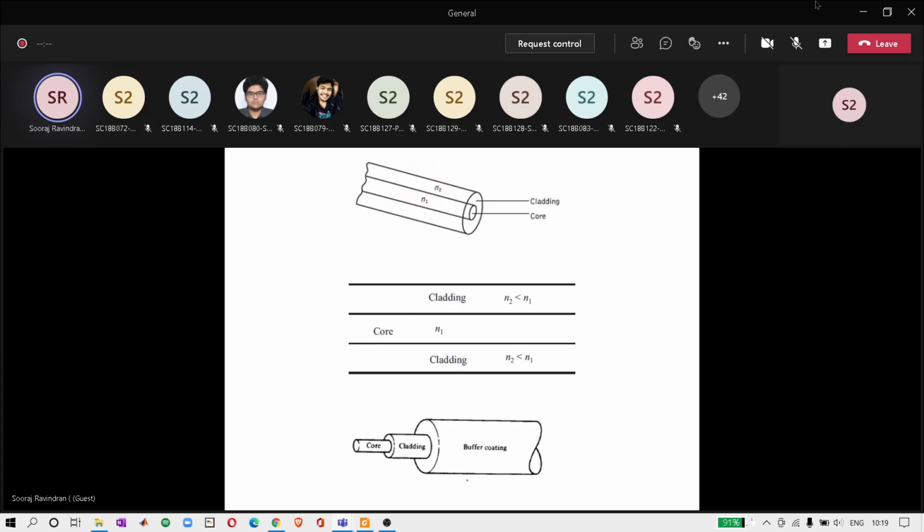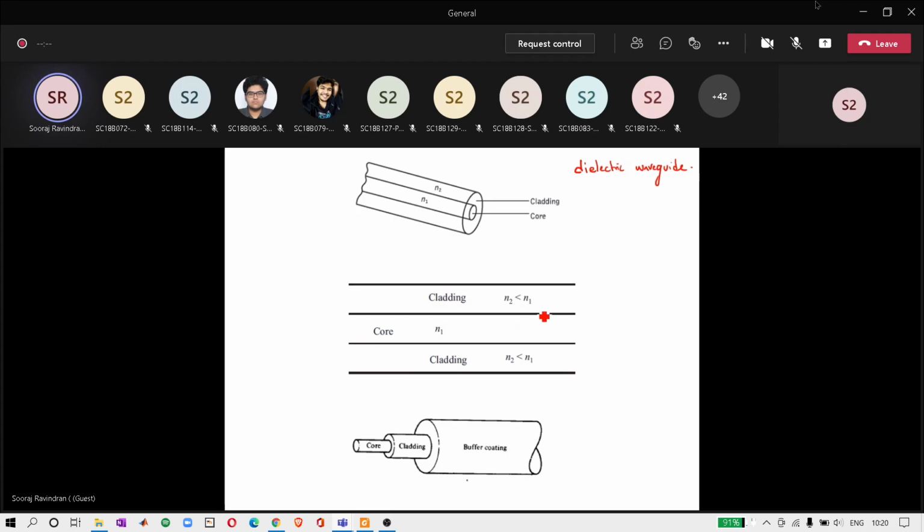Okay, so now let's closely look at an optical fiber. An optical fiber is a dielectric waveguide. So what's a waveguide? You might have studied about waveguides. Waveguides are those devices which act as a channel for carrying electromagnetic waves or electromagnetic signals.